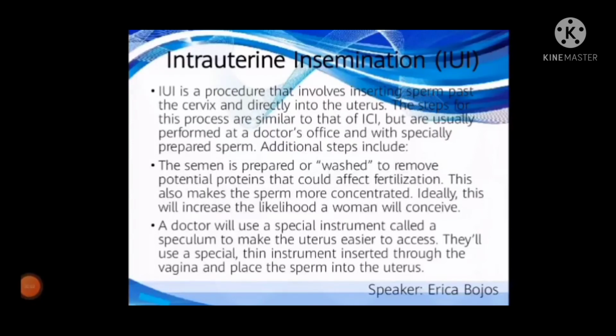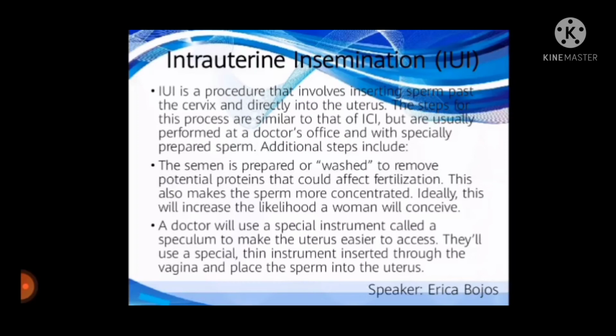Intrauterine insemination, or IUI. IUI is a procedure that involves inserting sperm past the cervix and directly into the uterus. The steps for this process are similar to those of ICI, but are usually performed at the doctor's office and with specially prepared sperm.